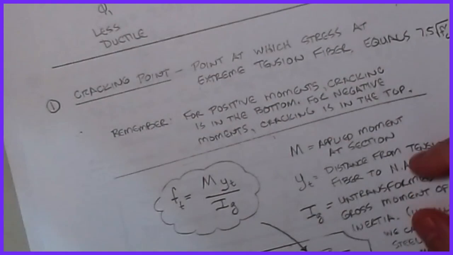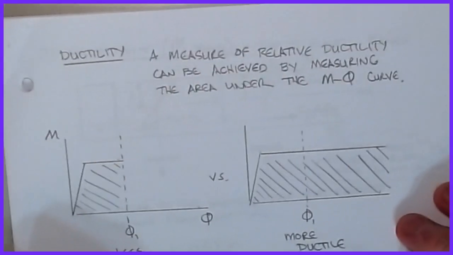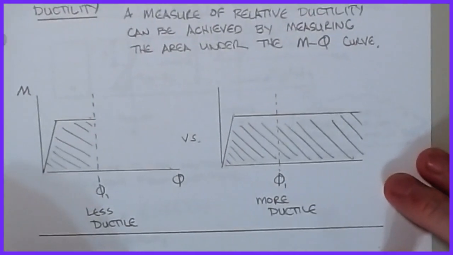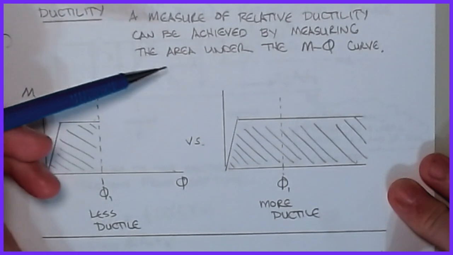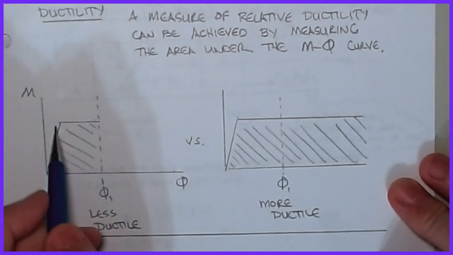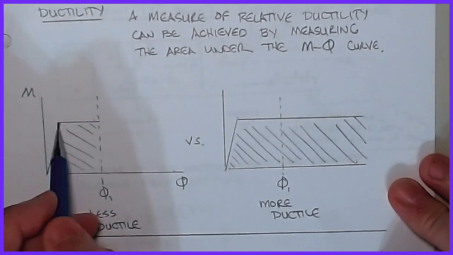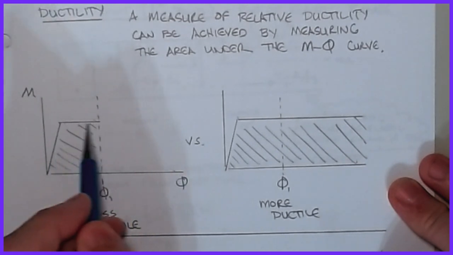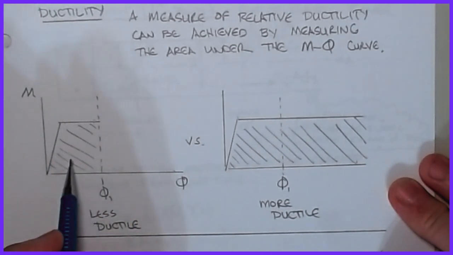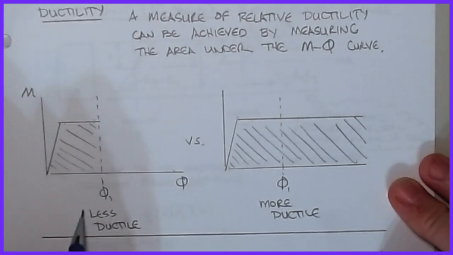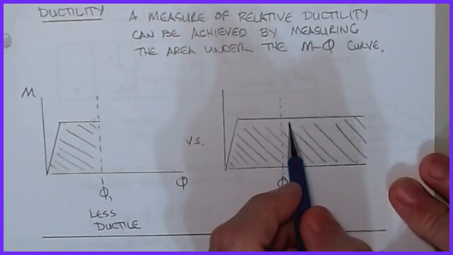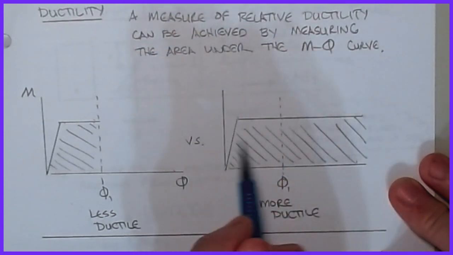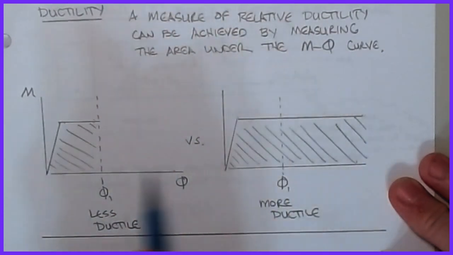Now, we talked a little bit about ductility. A measure of relative ductility can be achieved by measuring the area under the M-phi curve. What that means is that if we assume cracking and yield occur at the same point, the length of this line affects the total area underneath. If this is phi 1, and I go beyond phi 1, everything else being the same, then this is said to be more ductile than this.